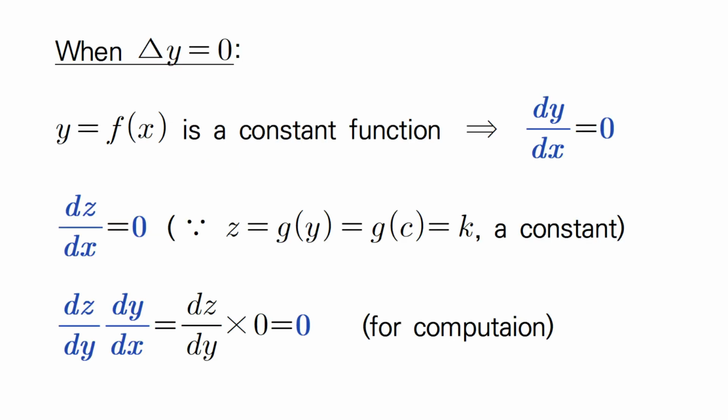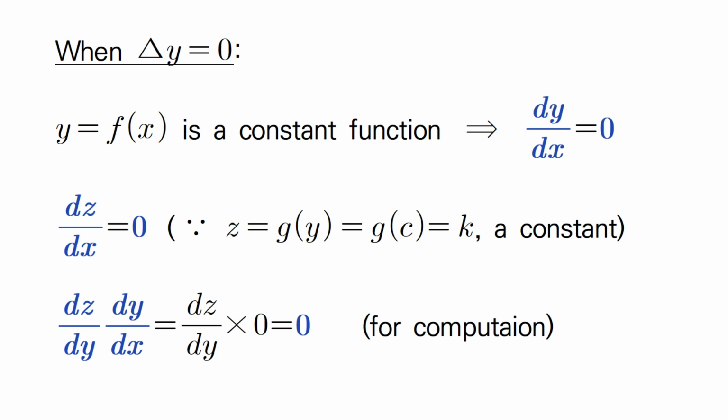Now, suppose that delta y is equal to 0. In other words, in the function y equals f(x), y does not change even when x changes. Therefore, y is a constant and can be written as c. In this case, dy/dx becomes 0. Also, in the function z equals g(y), if y does not change, then z does not change either. Therefore, no matter how much x changes, the value of z remains a fixed constant. In this case, dz/dx becomes 0.